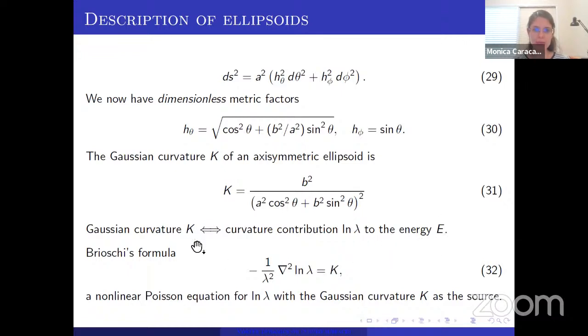Related to the Gaussian curvature by this formula here, like a Poisson equation, where the Gaussian curvature is the source for this field that is characteristic of this correction. It relates to the curvature, the correction of the energy, and then to the velocity. The important point: if it was constant, then you don't have this correction.